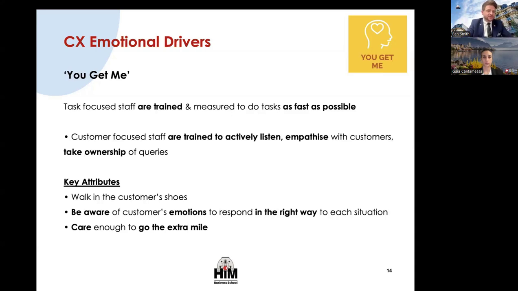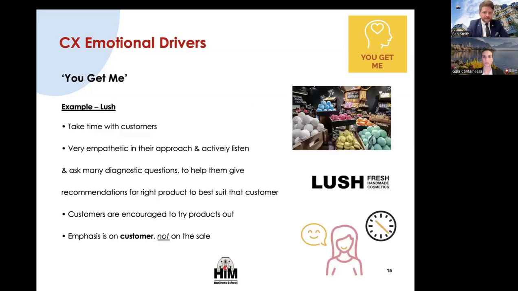And we need to go the extra mile. If I can solve the problem for the customer, even though it's not my customer, or if it's a different department normally, then I will, because it shows that you empathize with the customers. Good example of this, Lush.